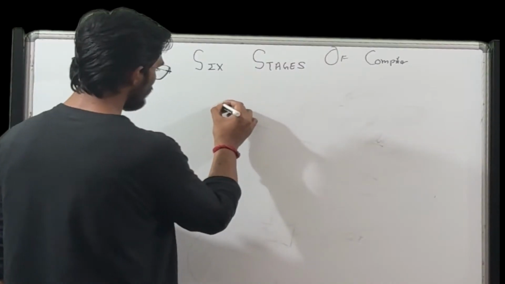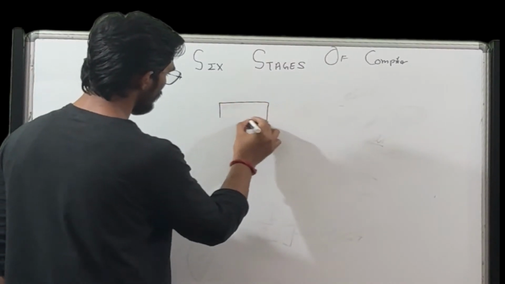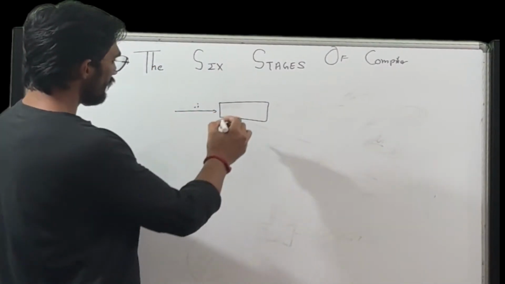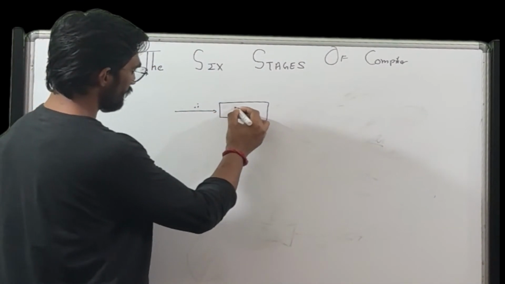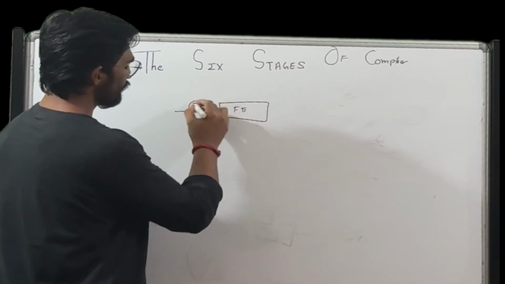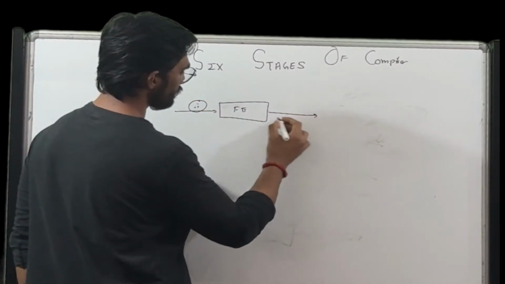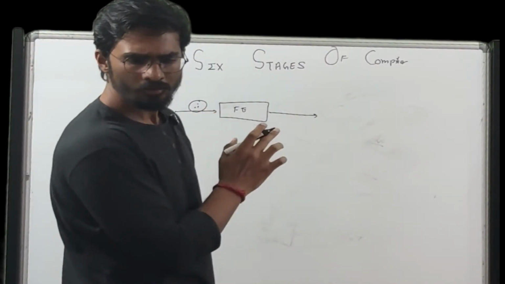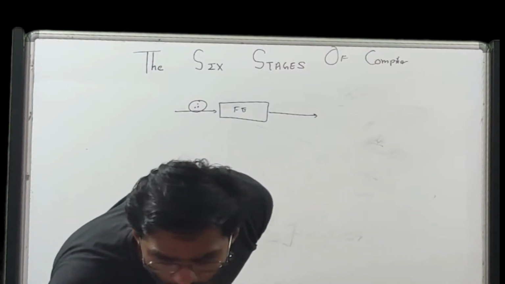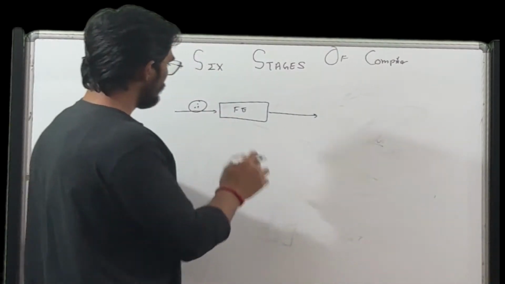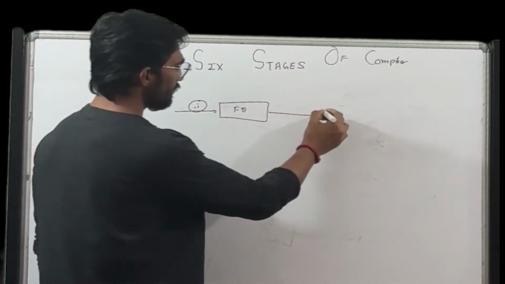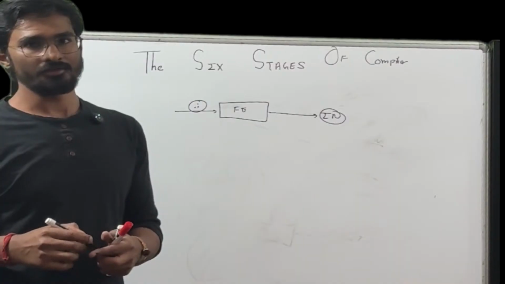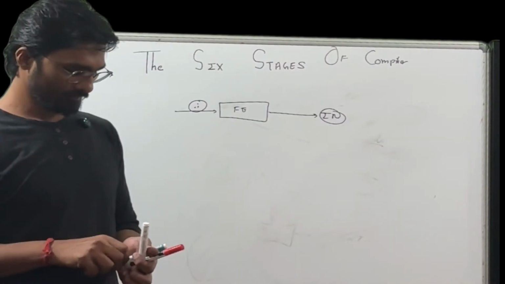So basically we have understood that the front end of the compiler takes what? The pre-processed file, the .i file, and generates what? Intermediate representation. This intermediate representation is given to what? Middle end.